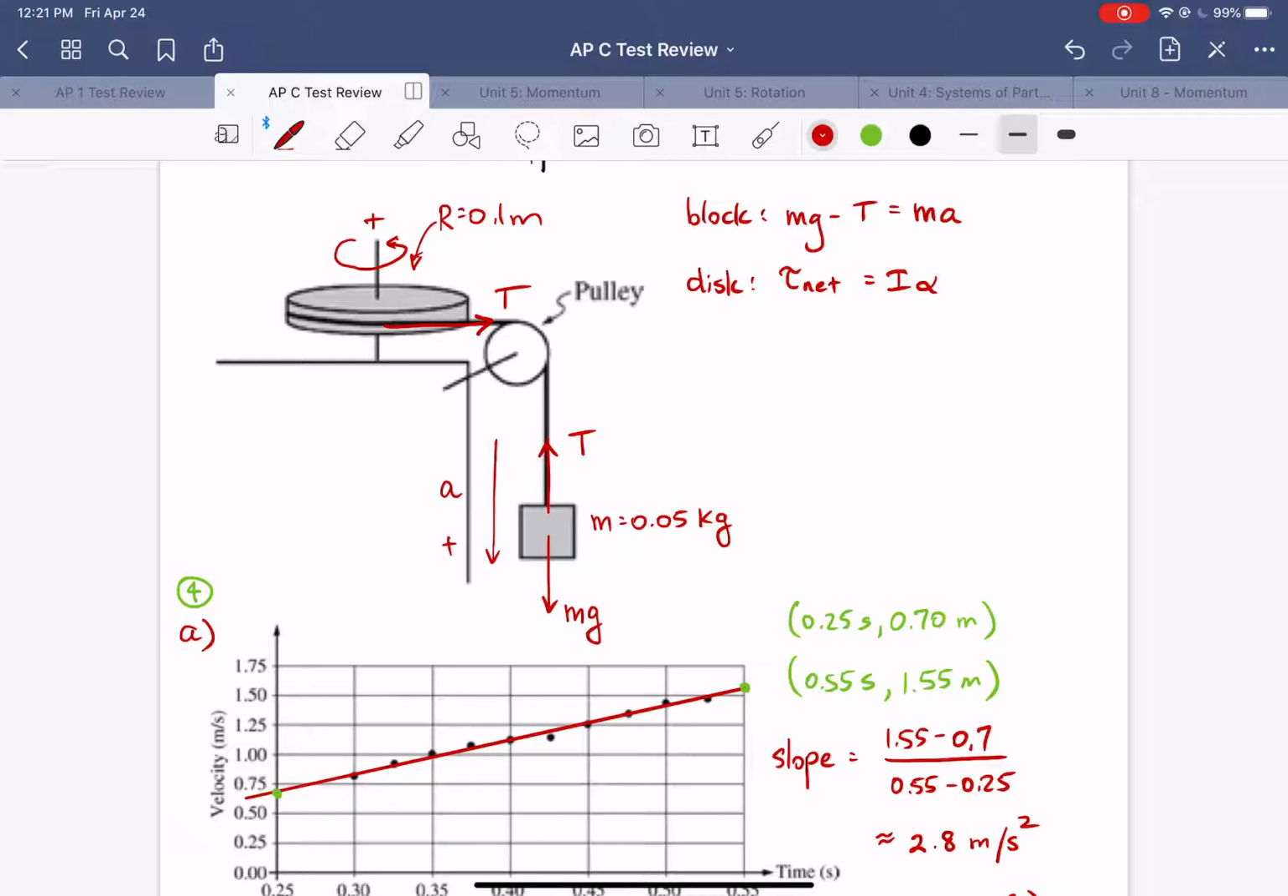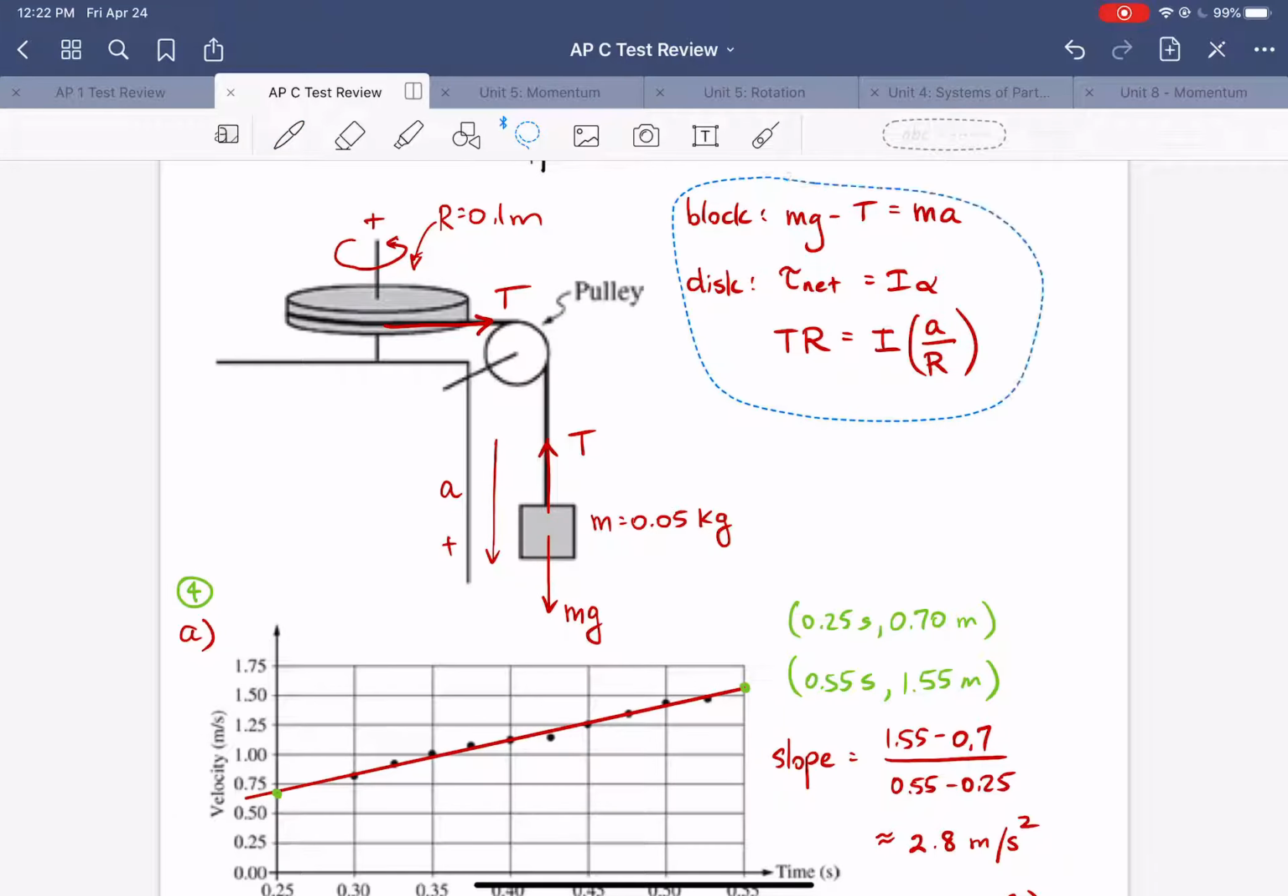The torque would be tension times the radius, and that equals I times alpha, which, since these two objects are connected by the rope, the acceleration is going to equal the linear acceleration divided by r. All right, so I have to put these two equations together. Let me just copy these down below.